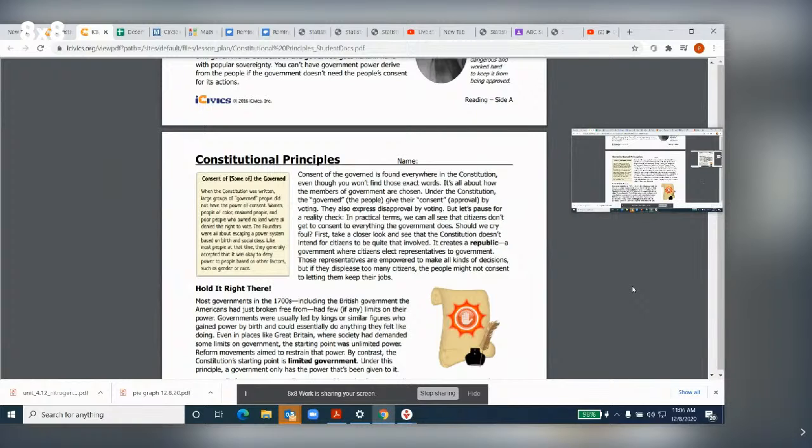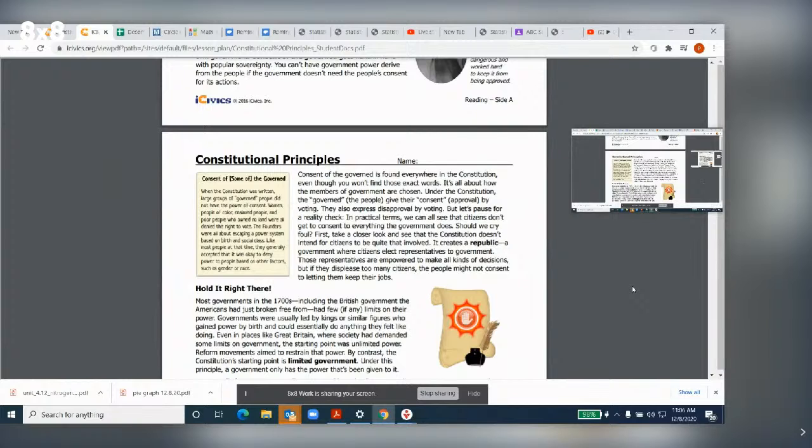Consent of the government is found everywhere in the Constitution, even though you won't find those exact words. It's about how the members of the government are chosen. Under the Constitution, the government and the people give their consent approved by voting. They also expressed disapproval by voting. Let's pause for a reality check. In practical terms, we can see all citizens don't get to consent to everything the government does.